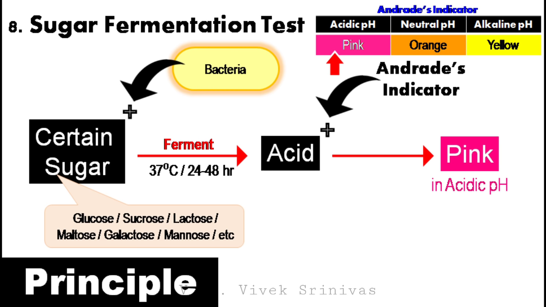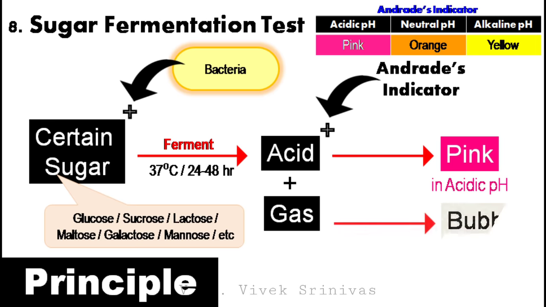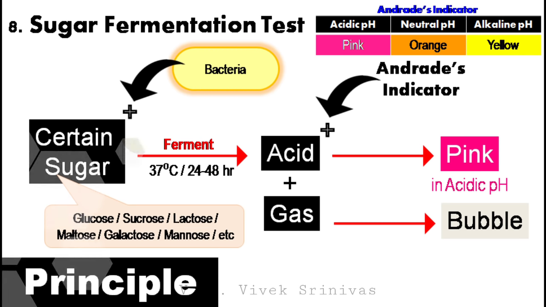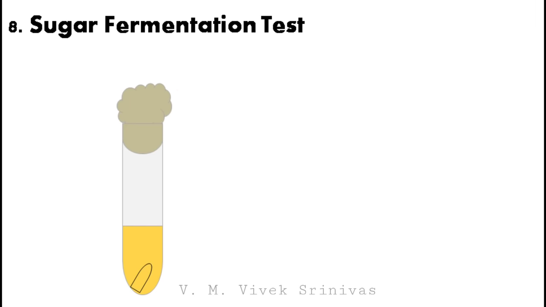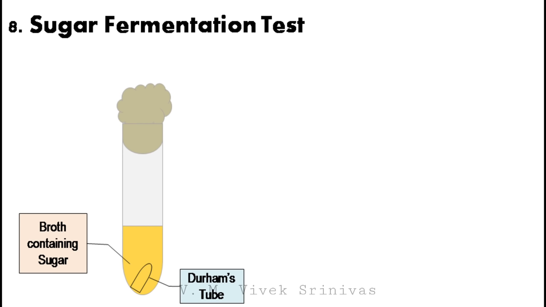Some bacteria may also release the gases, along with the acids. This is observed as the bubble formation. This is the principle behind the sugar fermentation test. The procedure: this test is performed in the broth containing sugar with the Durham's tube inside it.